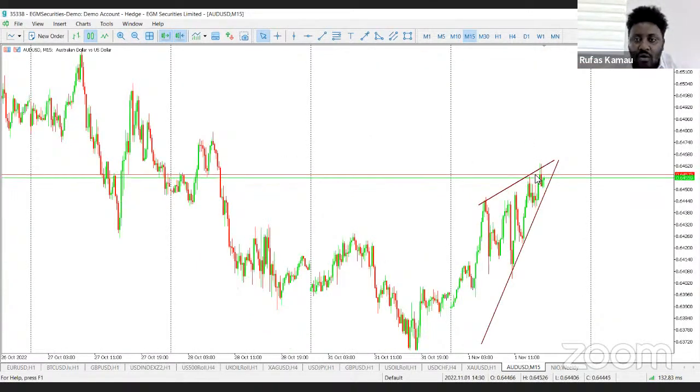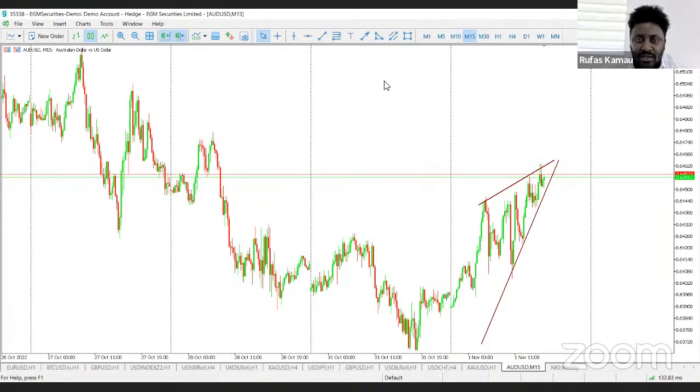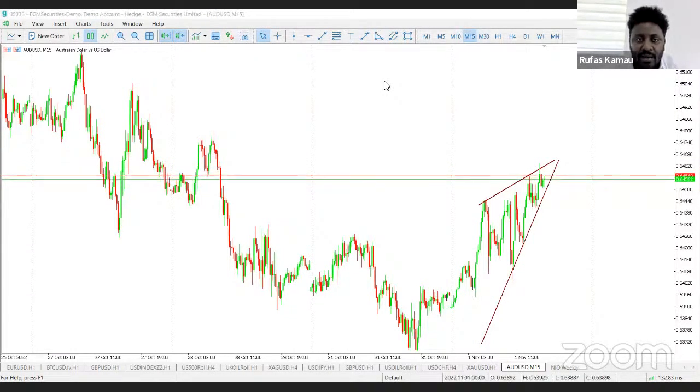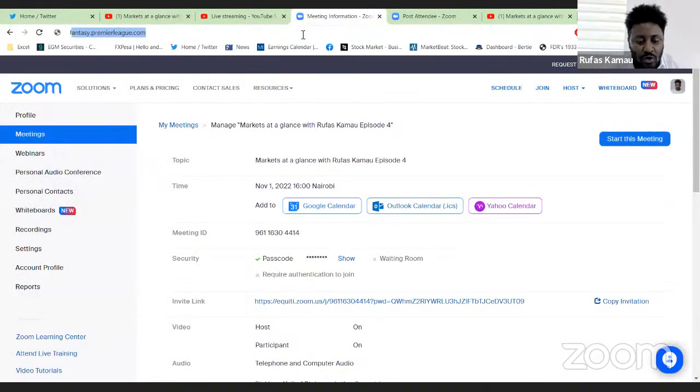So AUD/USD, you can already see the momentum here, not really strong per se. If you look at the swings, they're getting smaller and smaller. So I think the focus now remains on tomorrow's announcements. So with tomorrow's announcement, let's take a quick look at the economic calendar, understand what's happening and see what we'll be expecting tomorrow.